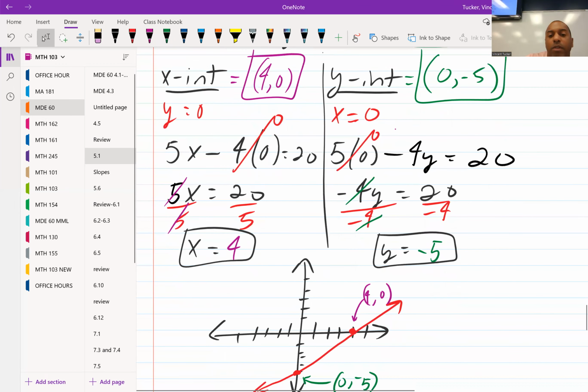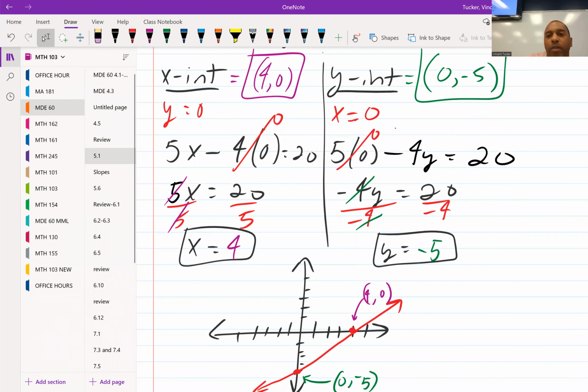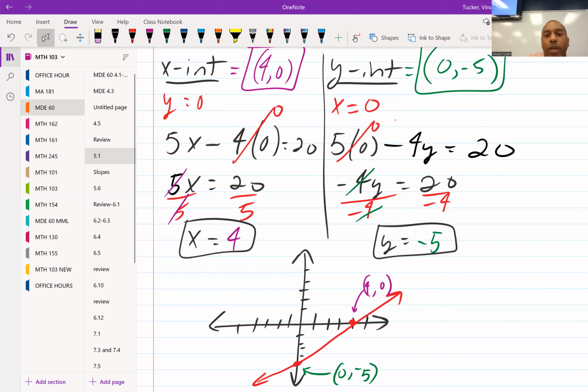Once you have your 2 points, remember that's all we need. You've got your 2 points, (4, 0) and (0, -5). Go to the right 4. That gives us (4, 0). Go down 5, (0, -5). And connect your dots.